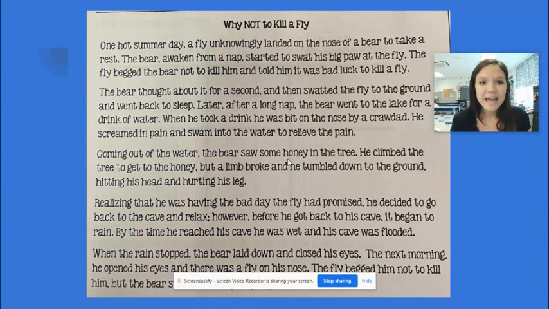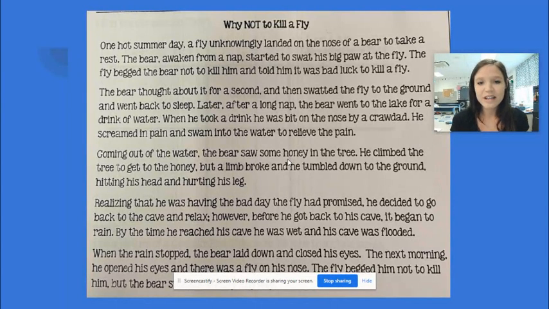One hot summer day, a fly unknowingly landed on the nose of a bear to take a rest. The bear, awakened from a nap, started to swat his big paw at the fly. The fly begged the bear not to kill him and told him it was bad luck to kill a fly. The bear thought about it for a second and then swatted the fly to the ground and went back to sleep. Later, after a long nap, the bear went to a lake for a drink of water.